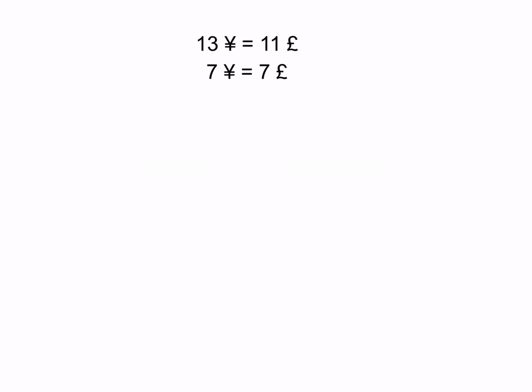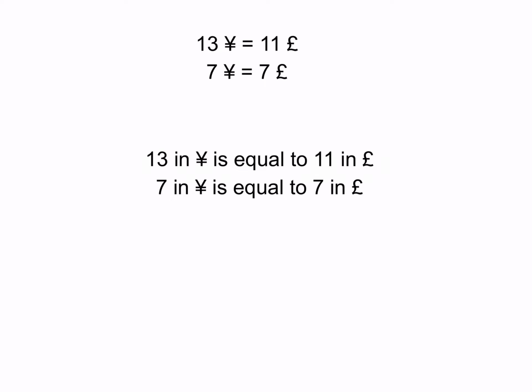And when we think in terms of currency, we usually say that the quantity is in that currency. So we can rephrase the mathematical sentence into 13 in Japanese yen is equal to 11 in British pound, and 7 in Japanese yen is equal to 7 in British pound. And there's a mathematical concept that also uses the word "in", which is number bases, such as number base 5, number base 8, number base 10, number base 12.